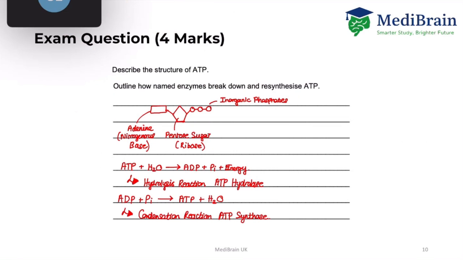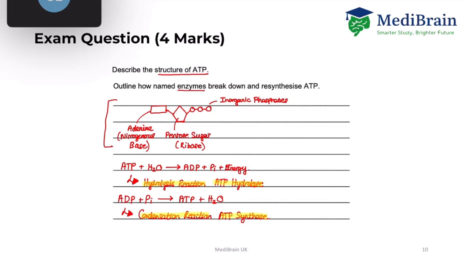So we've looked at the structure of ATP, which we have drawn over here. We've named the enzymes, ATP hydrolase and ATP synthase. We've also named the reaction, which we've called a hydrolysis and condensation reaction. And we've done it for both the synthesis of ATP and the breakdown of ATP.